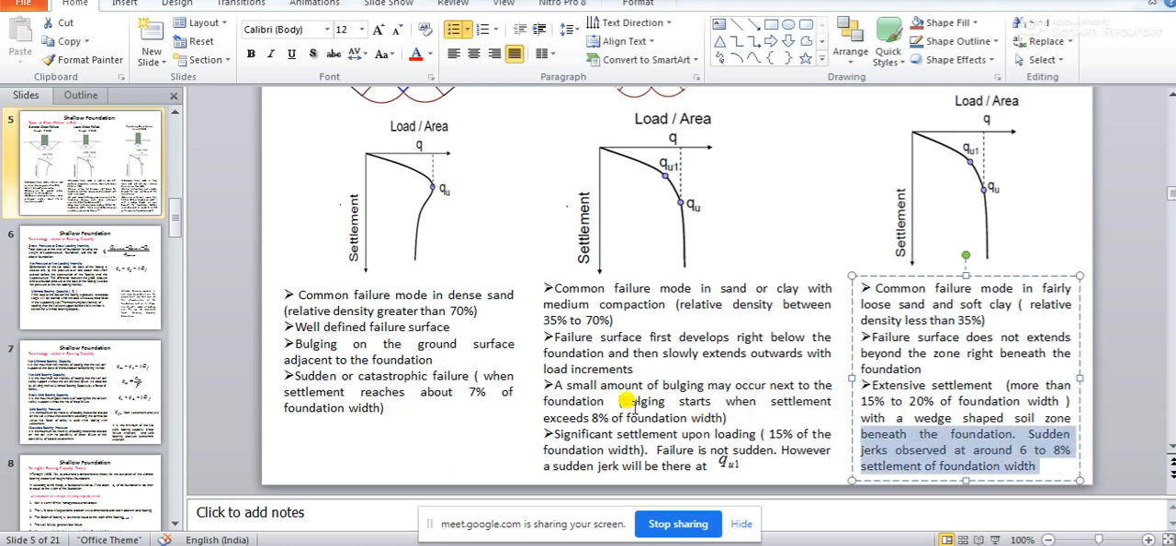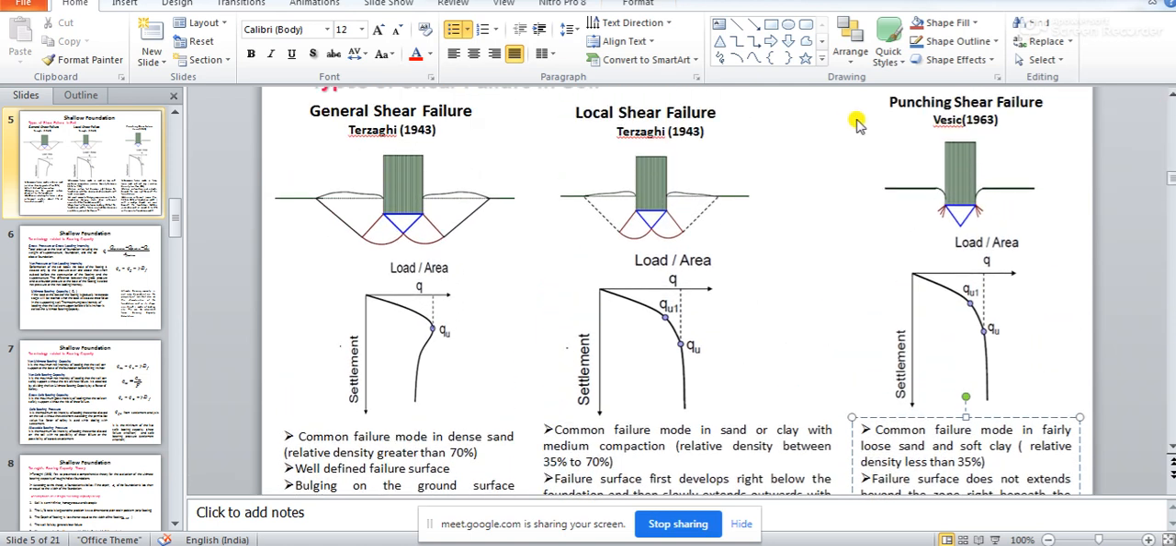You see, in case of local shear failure, at around 8%, you have noticed that there may be some bulging, but in this case, absolutely there will not be any bulging. In case of punching shear, there will not be any bulging out of the soil surfaces. And if bulging out is not at all there, then how do you identify from outside that the foundation is settling and it will be failing? So punching shear failure is a kind of failure which cannot be observed from the outside.